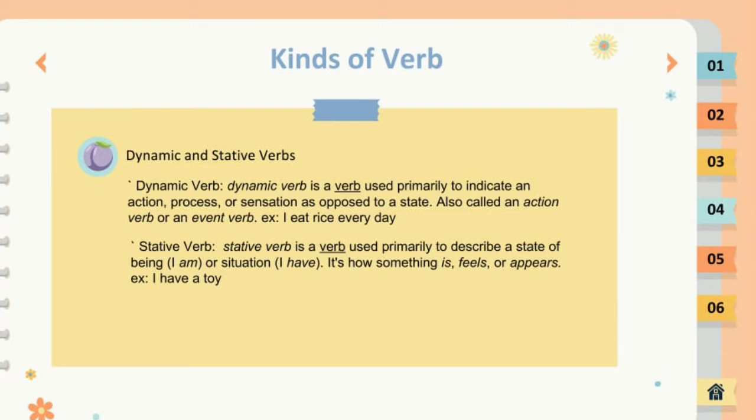Why is it called a stative verb? Because it is the opposite of the dynamic verb, which is an action, while the stative verb is more of a feeling. You cannot act it out, but you have it. It's like something abstract, like you feel it. An action, you can see it, but a stative verb, you can't see it, but you can feel it.